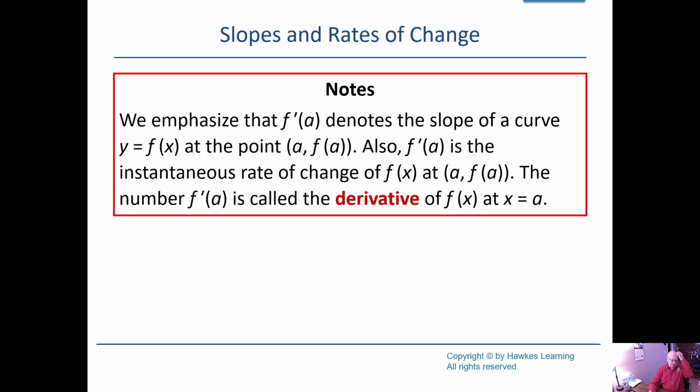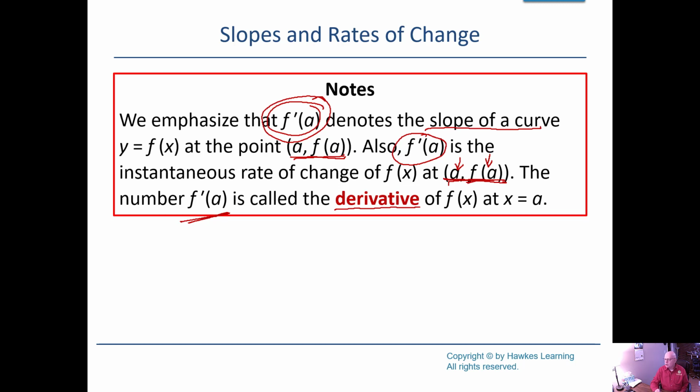So a couple of notes. This represents the slope of a curve. This is the actual point that we're talking about. At this point, we've got this slope and this steepness. This is the instantaneous rate of change. Again, it's at this point. Put this number in for x. This calculates the y by using the function f. The number f prime of a is called the derivative.